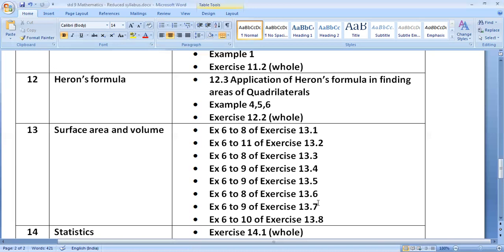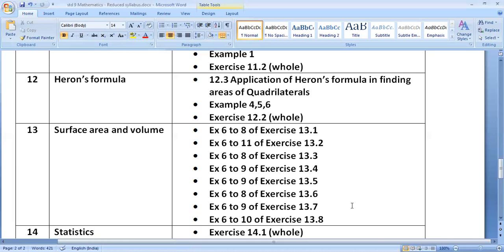Page 231, 13.8, volume of right circular cone. 232, volume of a cone is 1 by 3 pi r square h. On the same page, example 15 and example 16 are included. 233 page number, exercise 13.7, questions 1, 2, 3, 4 and 5 are included. 6, 7, 8 and 9 are excluded. It means in 13.7 also, 6, 7, 8 and 9 are excluded from the syllabus.